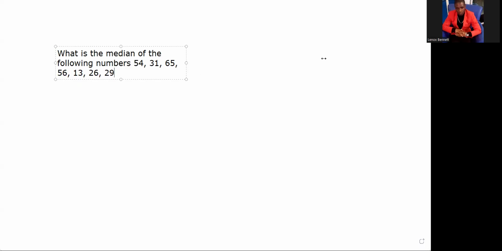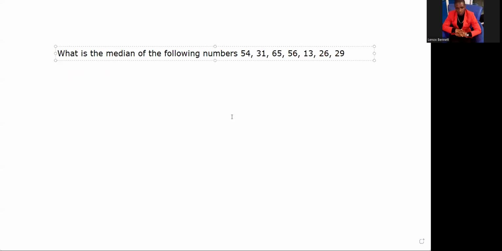All right, so you say, what is the median of the following numbers? 54, 31, 65, 56, 13, 26, 29. Have fun.